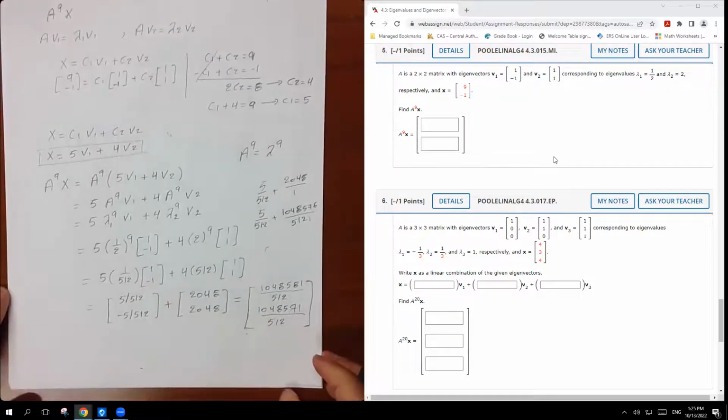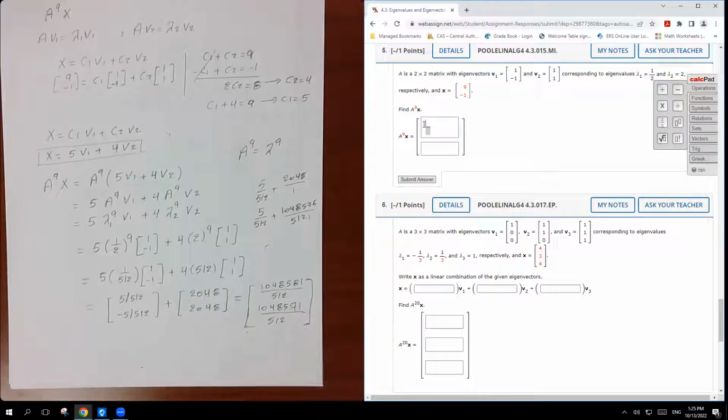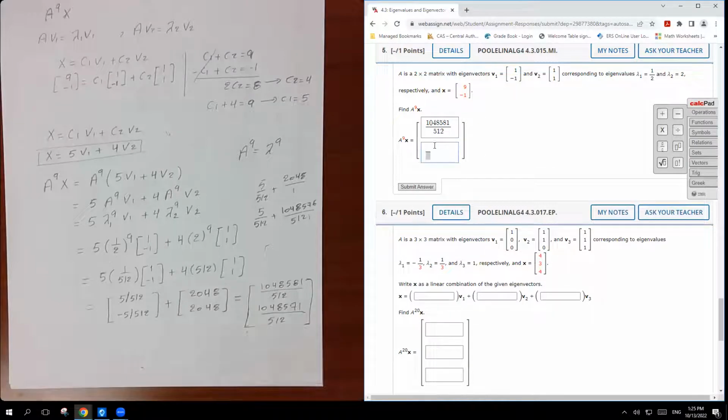But that's how we're going to find it. So the first one is going to be a fraction with 1048581 over 512. And the second one is going to be 1048571, over 512. Did I click on it?